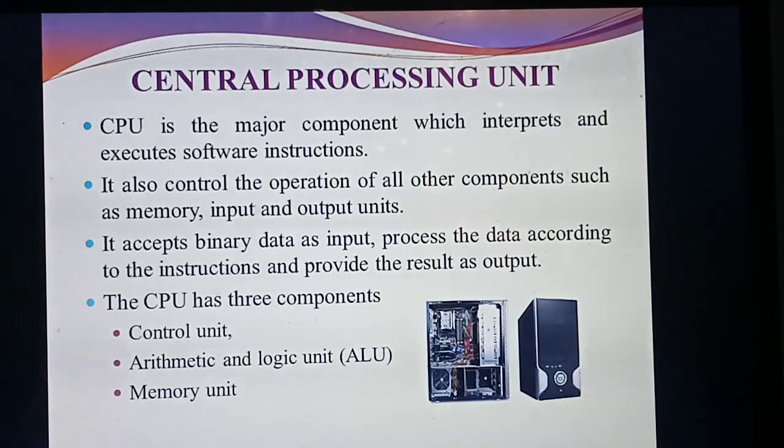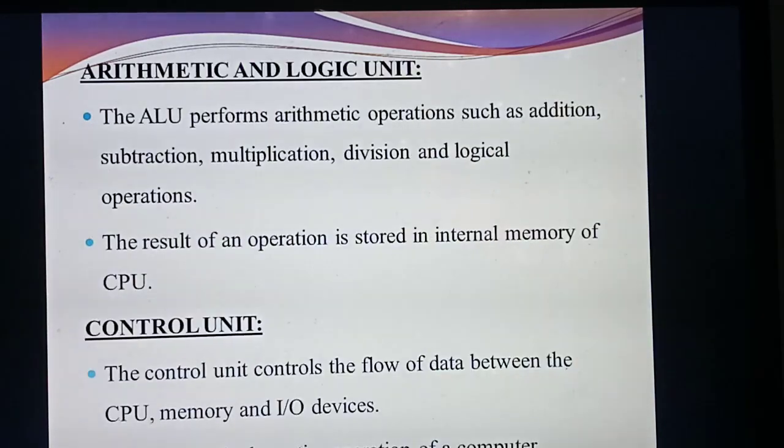Then the CPU will have 3 components. A lot of components will be there, but there are three main components. What are they? Control unit, arithmetic logic unit, and memory unit. These units you have studied in the diagram itself. How many important components does the CPU have? Three. What are they? Control unit, ALU, that is arithmetic and logic unit, and memory unit. Understood? Now you are going to study each unit in detail.